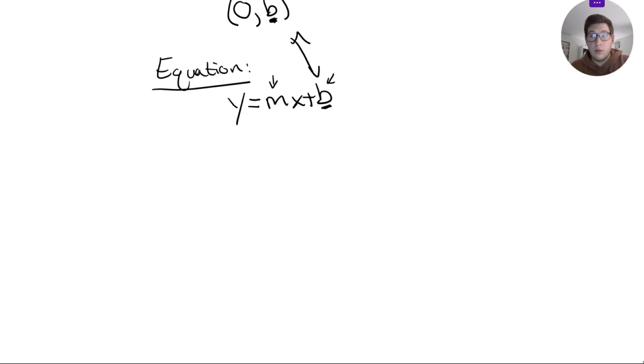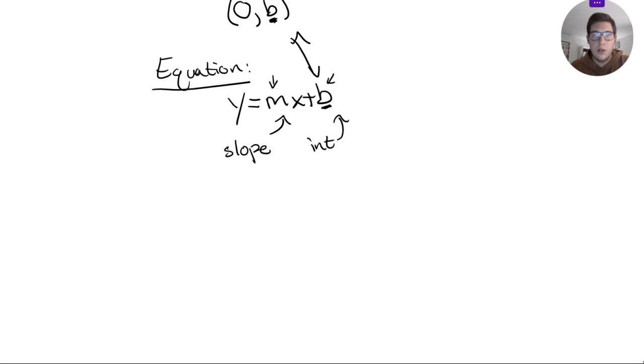And so in order to create an equation in slope intercept form, I need two things, obviously, right? I need my slope and I need my intercept. Specifically, it's that y value. Specifically, it's the y value of that y-intercept.